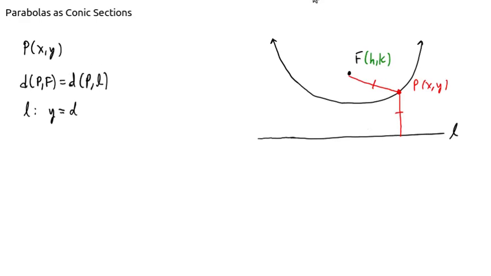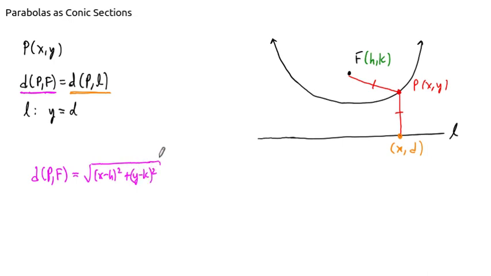All right, let's first start by writing out formulas for these two distances. This point down here, its coordinates are going to be, whatever the x coordinate is, since it sits directly below the point. So this is going to be the point (x, d), if this is the line y equals d. Now we just work out the distances. The distance between the point P and F is given by the distance formula. That's the square root of (x minus h) squared plus (y minus k) squared. It's just the Pythagorean theorem.